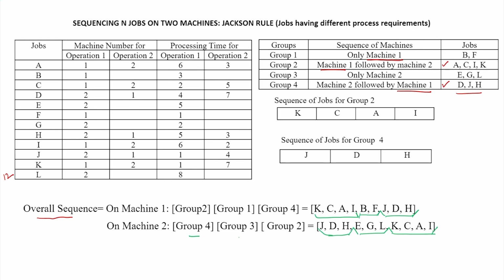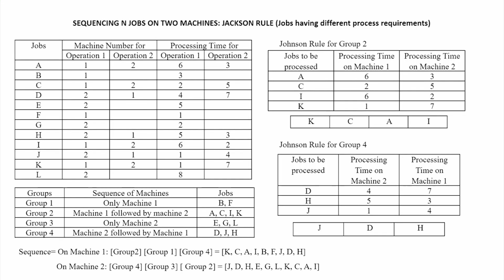which are to be processed on 2 machines, and these jobs are of 4 different categories as compared to Johnson's rule, where all the jobs are of the same category, first on machine 1, then on machine 2. So, all the components are assembled together in one single slide.